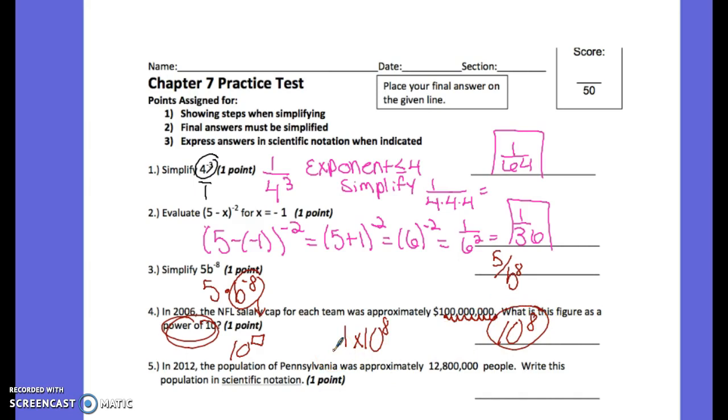Number 5, you need to put it into scientific notation. So remember your first number, your decimal starts here. Your number has to be between 1 and 10. 128, 12.8, 1.28. So we have 1.28 times 10 to the, that is a big number, so it has to be positive. 1, 2, 3, 4, 5, 6, 7. Times 10 to the 7th.